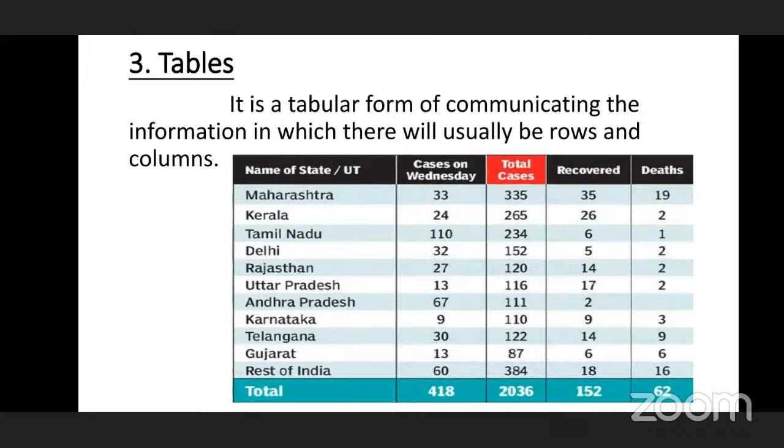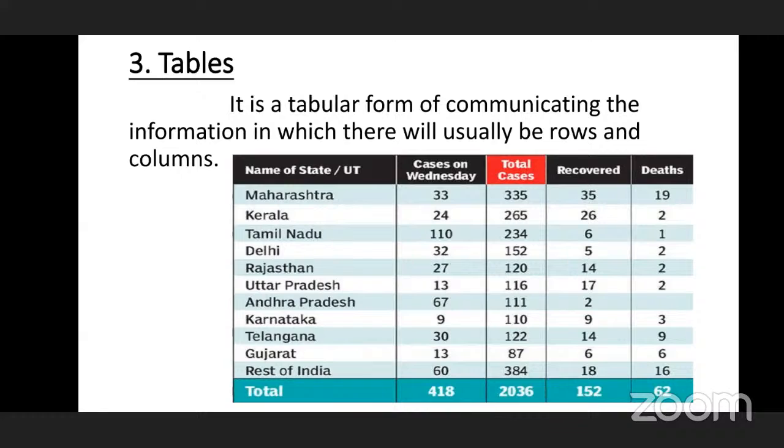Tables. What are tables? A table is a tabular form of communicating the information in which there will usually be rows and columns. Of course, every nonverbal data is basically used to convey the information. But the specific role of using these, as I said in the beginning of the class, is to communicate a lot of information by using fewer words and little space, you could say. Right. So a table is a tabular form of communicating the information.